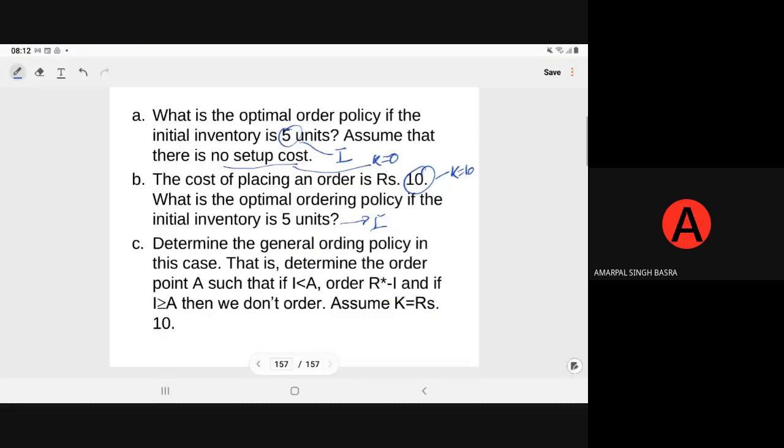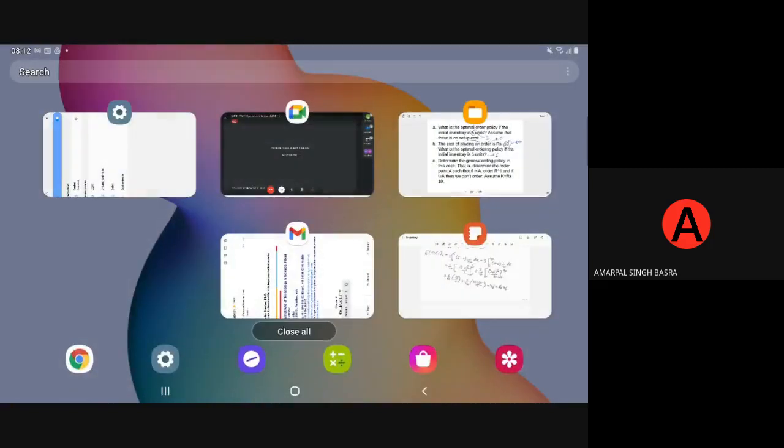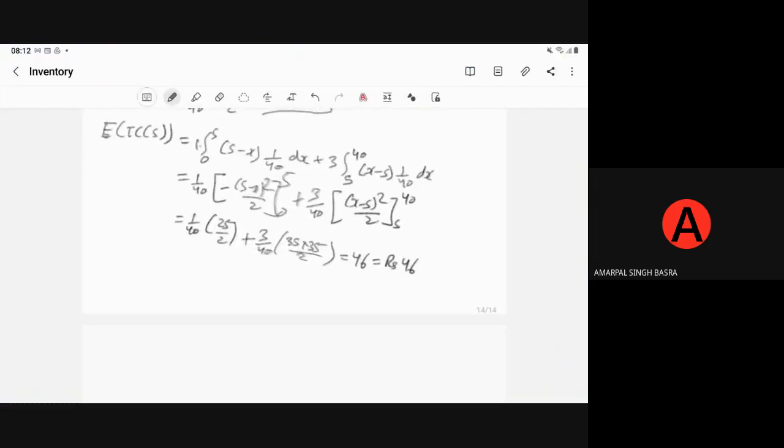Now, in the second part, the cost of placing an order is rupees 10. What is the optimum ordering policy if the initial inventory is 5? So they are asking the cost when you are placing an order. Means they are asking ETC K when the desired inventory level is 20. So at that time, what is K? K is equal to 10 plus C naught into Q.